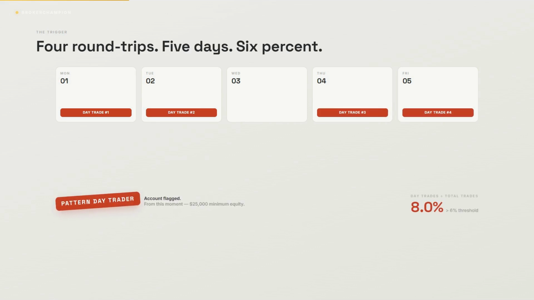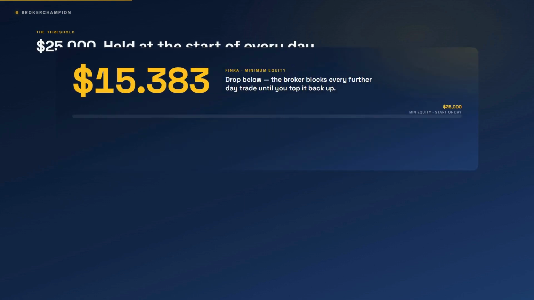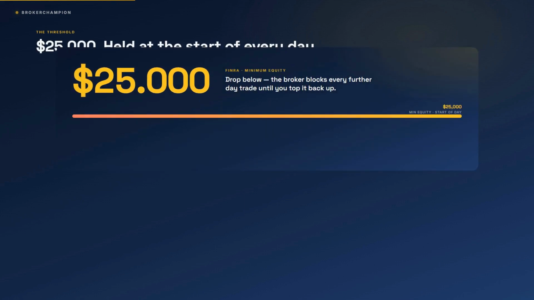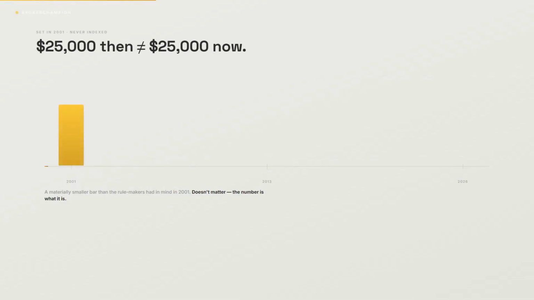Pattern day trader. From that moment on, you must hold at least $25,000 in equity at the start of any day you want to day trade. Drop below it, and the broker blocks further day trades until you top it back up. The flag itself stays for 60 to 90 days of no activity before most brokers will remove it. The $25,000 number was set in 2001 and has never been indexed to inflation. In 2026 dollars, that's a materially smaller bar than the rule makers had in mind.